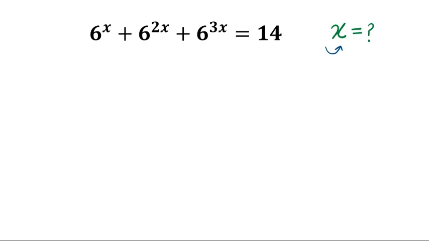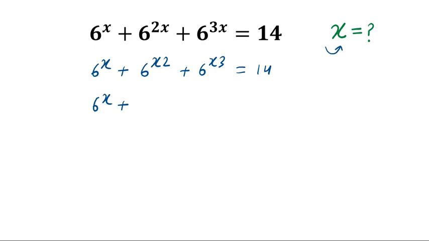Now let's start the solution of this question. On the left hand side we have 6 power x plus 6 power 2x, and we can write this 2 times x as x times 2. So this is 6 power x times 2 plus 6 power 3 times x, which is x times 3, is equal to 14.